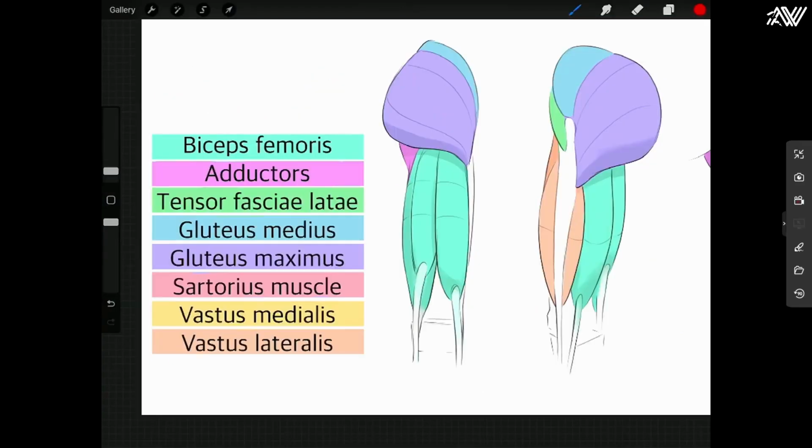Then one other major muscle, of course, is the biceps femoris. As you can see, again, as the name suggests, it's a muscle group with two muscle bundles, hence the name biceps.